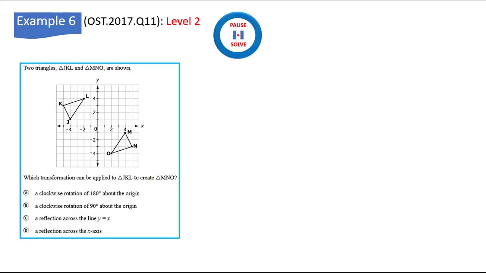Example 6. Two triangles, JKL and MNO, are shown. Which transformation can be applied to triangle JKL to create MNO? Let's read the whole thing. A clockwise rotation of 180 degrees, a clockwise rotation of 90 degrees about the origin, a reflection across the line y equals x, a reflection across the x-axis. I need to remind you of these two here, the clockwise rotation and the reflection across y equals x.